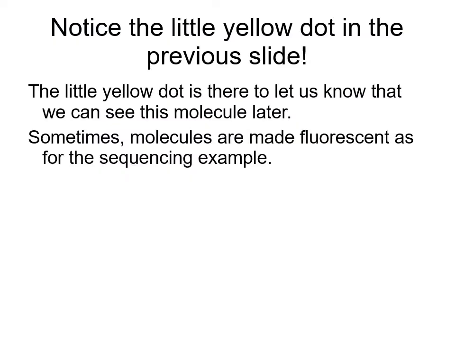Okay, so note the little dot. That means we can see that later, right? For example, with the FISH experiment we talked about a while back, the probes themselves were labeled, and that allowed us to see them in the microscope. So very frequently you will have your molecules labeled in some way that you can figure out where they were or what they did after the fact.